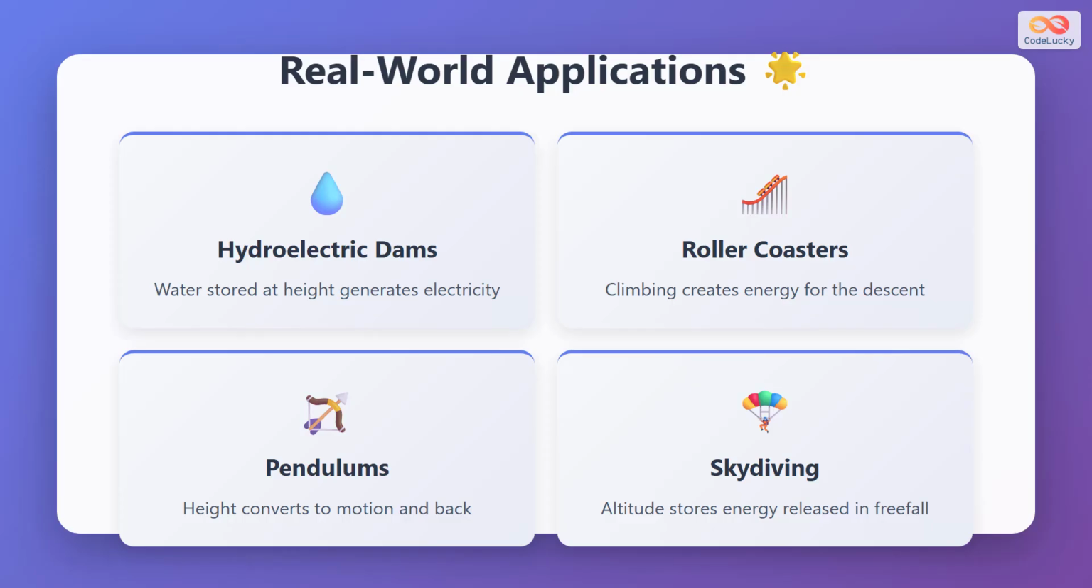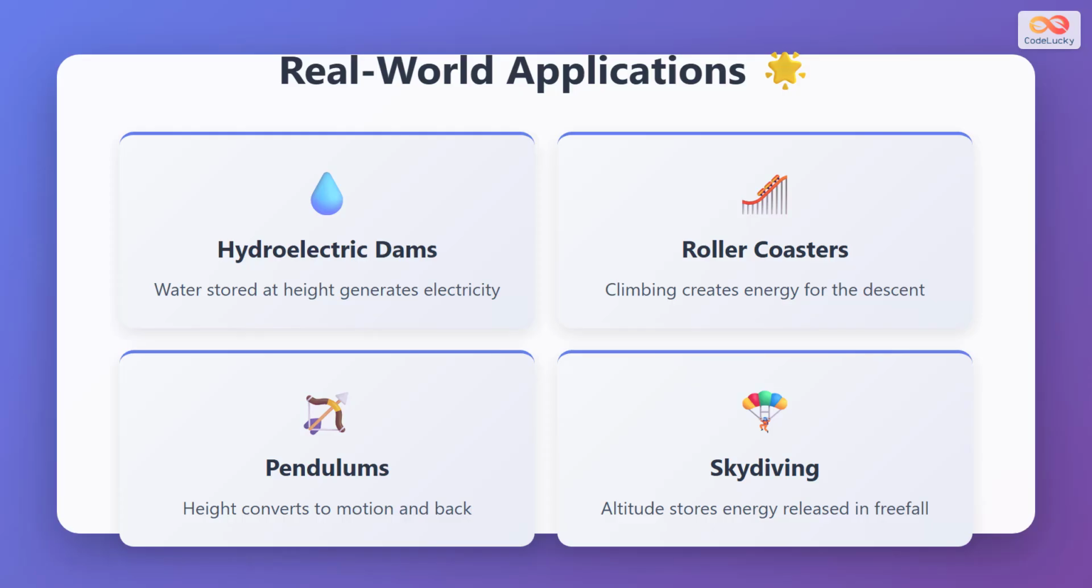Gravitational potential energy isn't just a physics concept, it's everywhere around us. Hydroelectric dams use water stored at great heights to generate electricity. The potential energy of the elevated water is converted to kinetic energy as it falls, which then spins turbines. Roller coasters work the same way. Climbing to the top of the first hill stores potential energy that powers the entire ride. Pendulums constantly convert between potential energy at the highest points and kinetic energy at the lowest point.